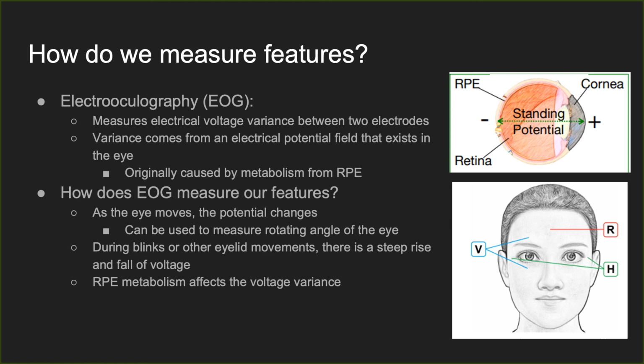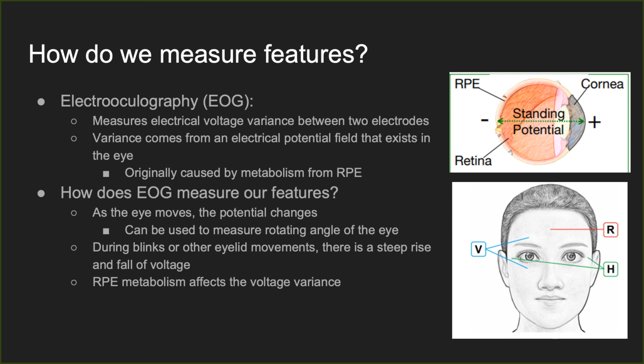So now that we've defined some of these features that we're interested in, the question is, how do we measure these features? The method they propose is called electrooculography, which I'm going to refer to as EOG from now on. It measures electrical voltage variance between two electrodes. You can place electrodes on different parts of the skin around your eye. The idea is that there's an electrical potential that exists between the cornea and your retina, and by measuring how your eye moves, we can also measure this standing potential. It comes from the metabolism of the epithelium, which causes this sort of electrical potential field.